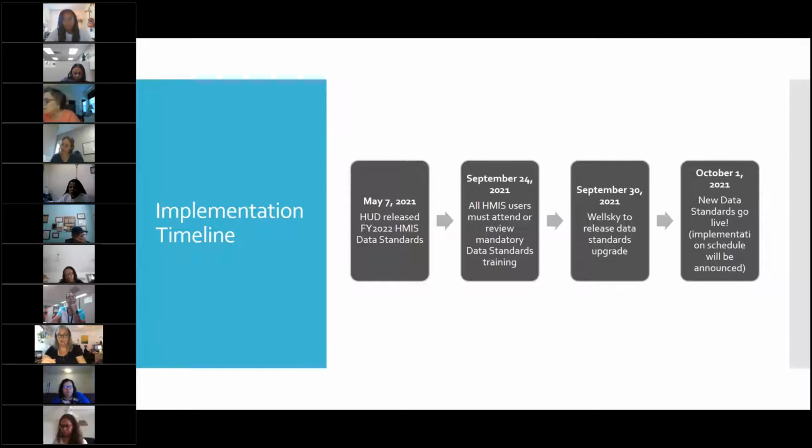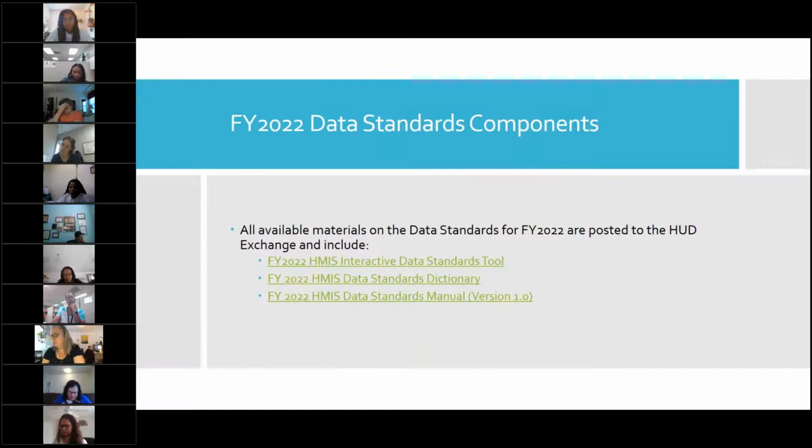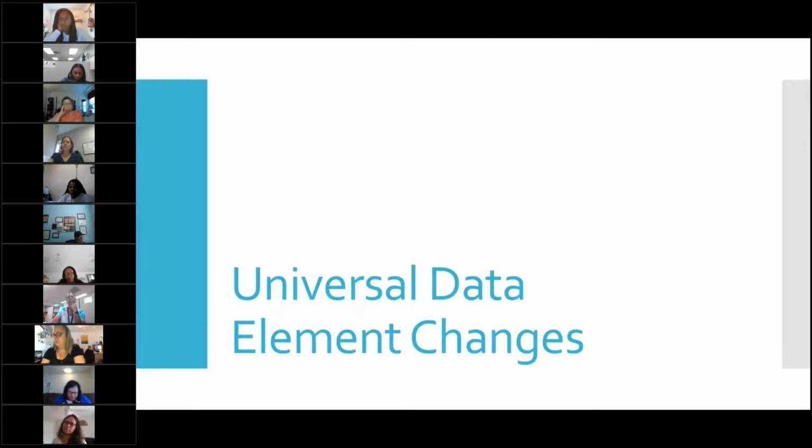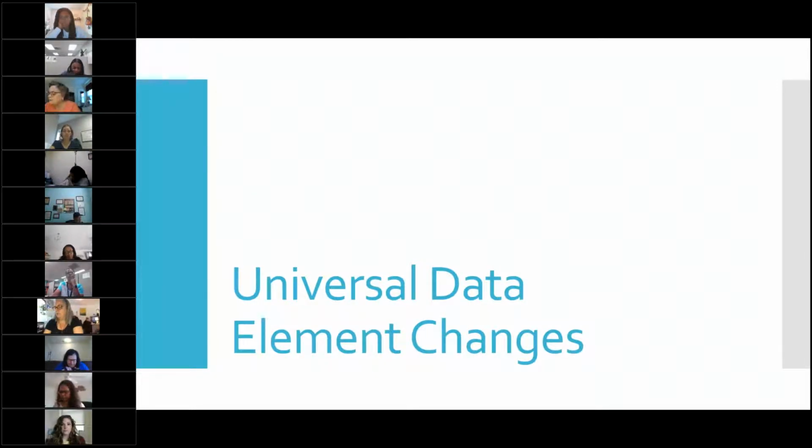WellSky will have updates ready to go around September 30th, 2021, and new data standards will be used starting October 1st, 2021. There may be a slight delay in the update of the system to accommodate end-of-year reporting for supportive services for veterans' families projects, but this time frame is the implementation estimate. All data standard materials for fiscal year 2022 are posted on the HUD Exchange. And now we will discuss the actual changes that are in the fiscal year 2022 data standards. Marissa will walk us through these changes.